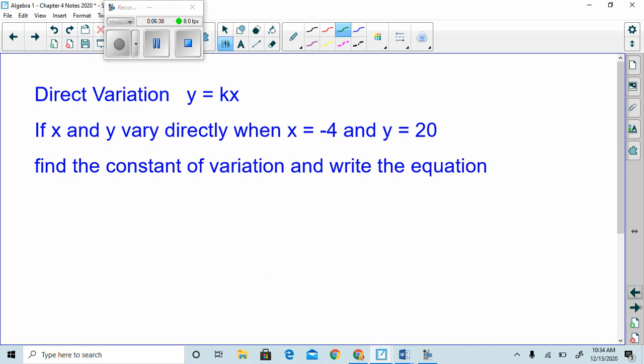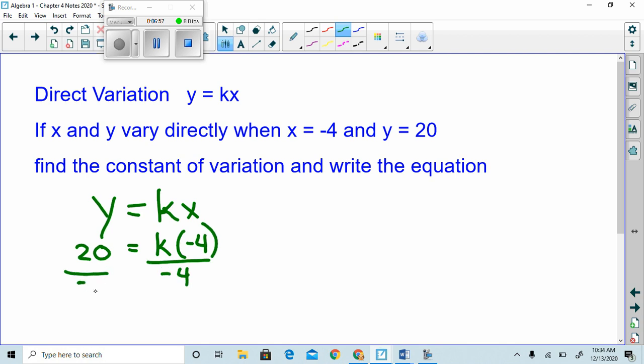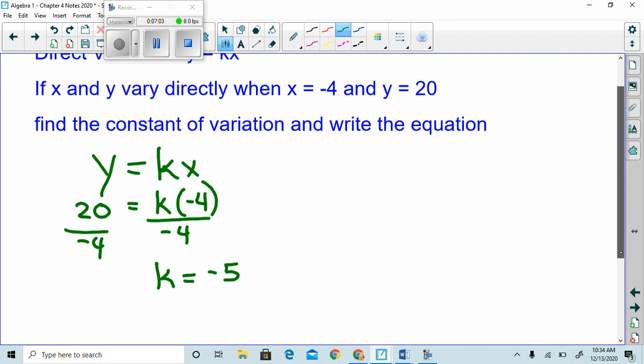Direct variation was another topic, and we found out that we can use our model and replace this ordered pair, where the value of y was 20. We're searching for the value of k. We'll divide both sides, and we find out that our constant of variation is -5. And you should remember that that's also our slope.